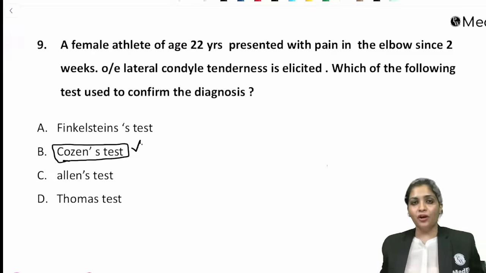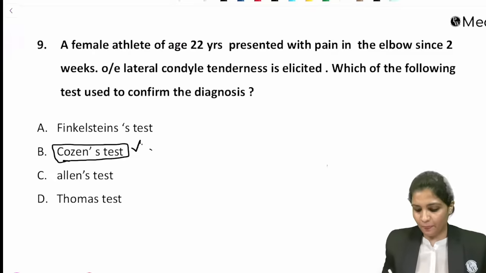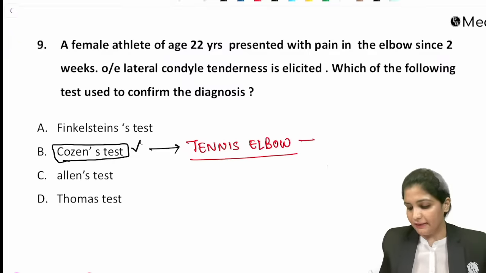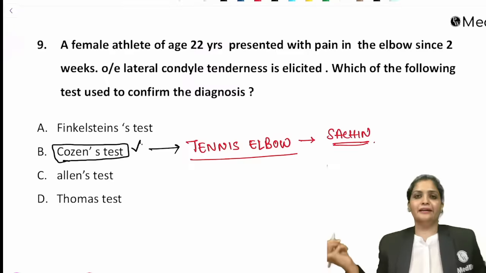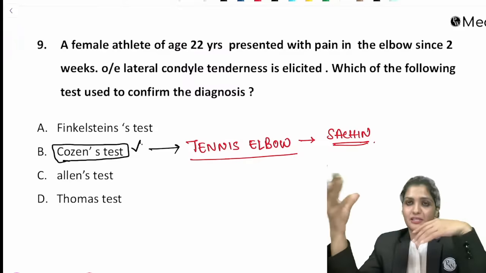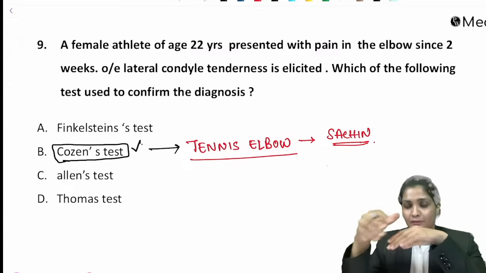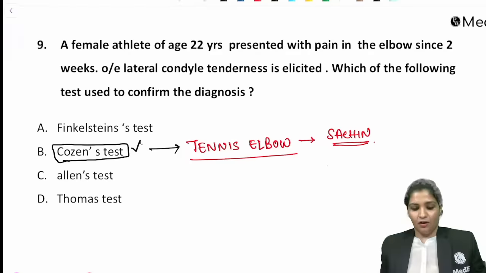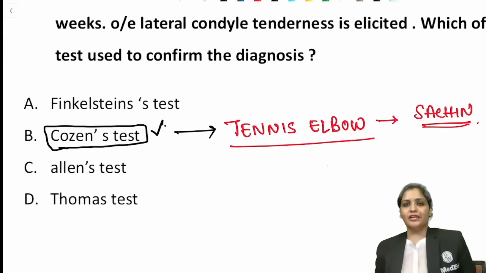And this is the test for which condition? This is a condition called tennis elbow. A famous cricketer who has popularized this disease is Sachin Tendulkar. You remember this tennis elbow is most commonly seen in non-tennis players like cricket players and other sports athletes, right? So Sachin Tendulkar in our country has popularized this tennis elbow, right? Okay, this is the Cozen's test which is used for testing your tennis elbow.